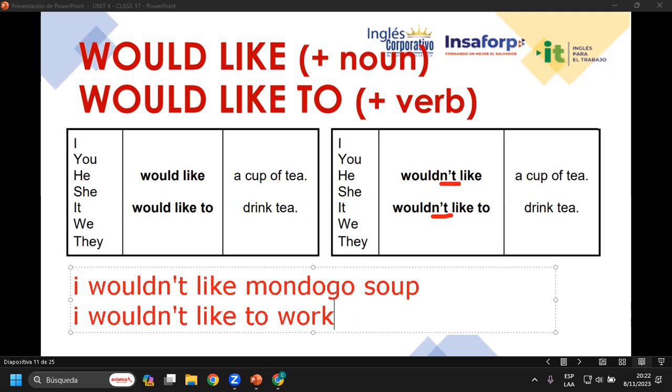Very good. So, pronunciation, everybody. Wouldn't. Wouldn't. I wouldn't like. ¿Entendido? Yes?